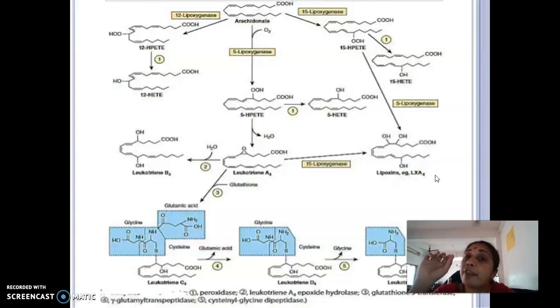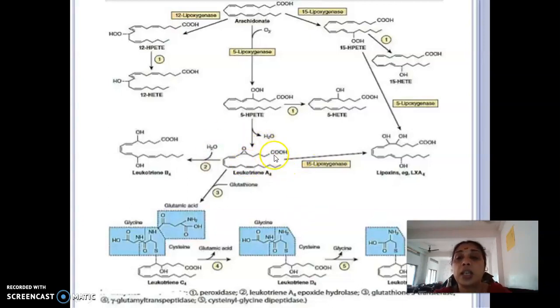So leukotrienes are first formed, right? Leukotrienes are formed, and it is catalyzed by the lipoxygenase enzyme. If the lipoxygenase enzyme first coming is 5-lipoxygenase, it results in the formation of 5-HPETE. 5-HPETE is converted, in the presence of peroxidase enzyme, into leukotriene A4.